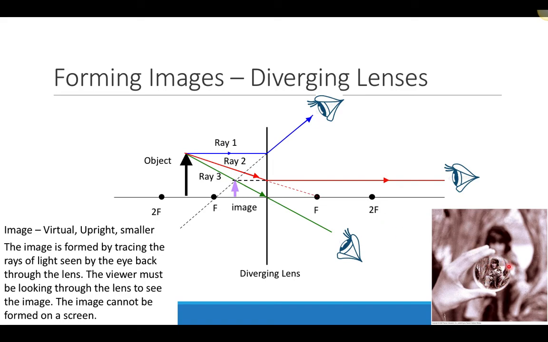So here's an example of a diverging lens with a picture. You can obviously tell there's a person back here, and by looking through that lens, we can see that that image is actually smaller than the size of the object.